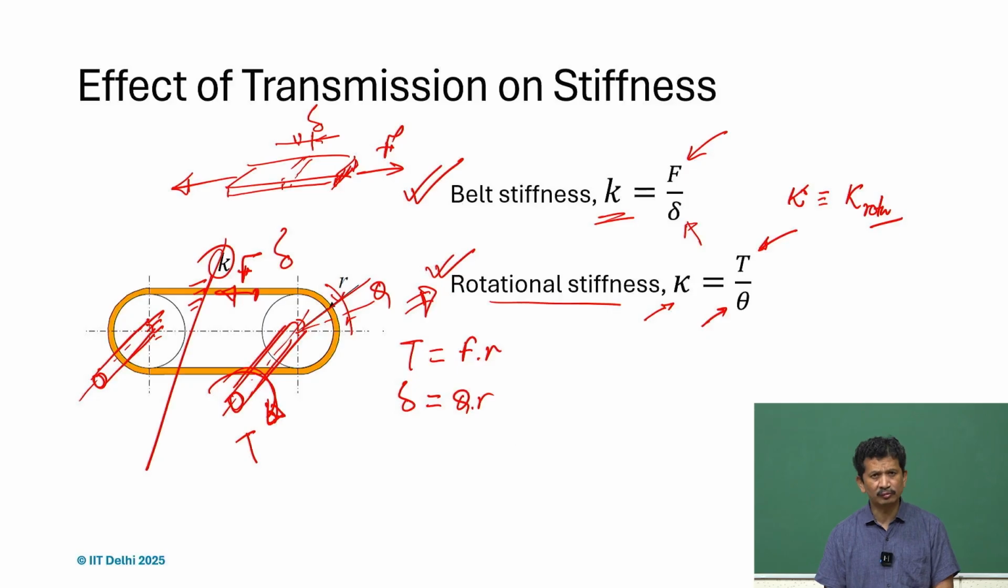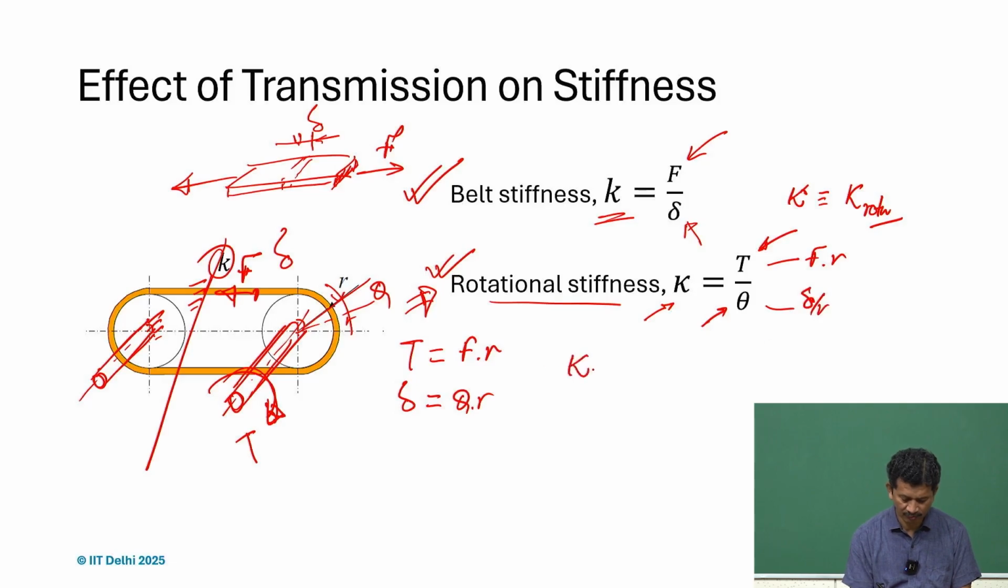And if we try to put them together, what we can easily write is T is your F R and theta is now delta by R. And if we just say kappa here, the rotational stiffness, what we realize is that it is F by delta, and this R will also go up. So, we have R square. So, basically what we are getting is belt stiffness times R square.